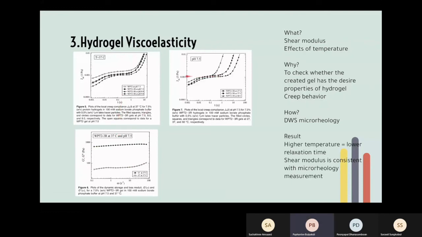Now this is the relaxation time. You can see that you vary the temperature here. This is at 60, 37, and 27. If you increase the temperature, the graph shifts here, which means you have a lower relaxation time.